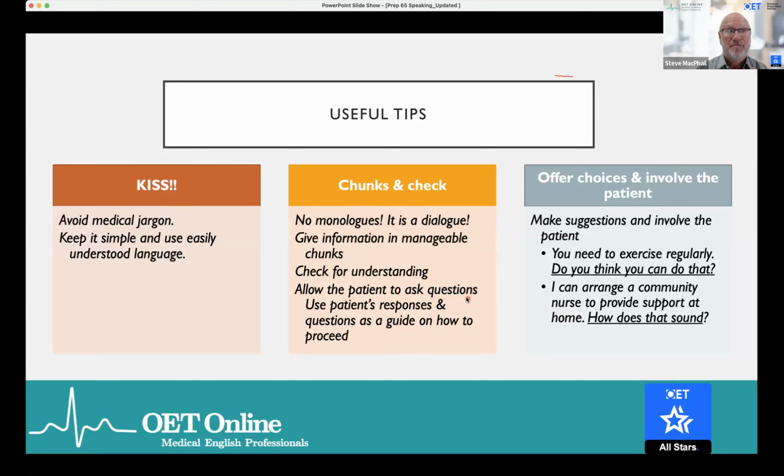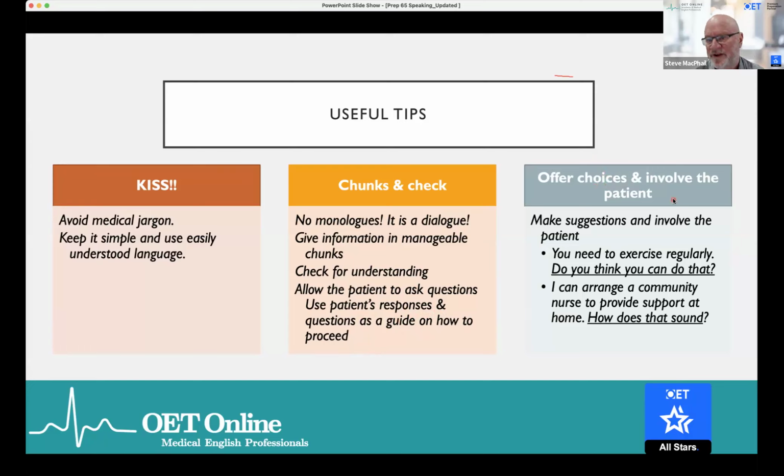Pause between what you're saying. Leave little options for the patient to interject with their questions. It's not a monologue. Use the patient's responses and questions to guide you how to proceed. Don't be too card focused and just say what's on your card. You must listen and respond to what the patient said. At the end of the day, it needs to be natural.